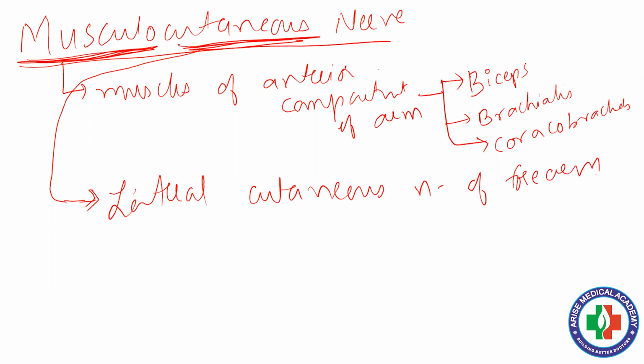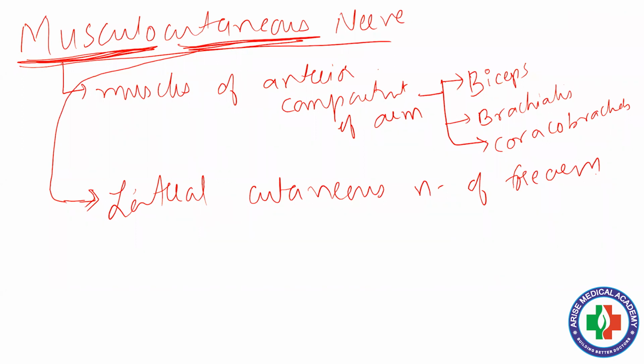So just understand this. The musculocutaneous nerve has two parts, a muscular part and a cutaneous part. The muscular part supplies muscles of the anterior compartment of the arm. So in the arm, we have biceps muscle, brachialis, right? Biceps brachii, coracobrachialis, as well as brachialis are supplied by musculocutaneous nerve. And what is the cutaneous part? It becomes the lateral cutaneous nerve of forearm. Lateral cutaneous of forearm is a branch of musculocutaneous nerve.